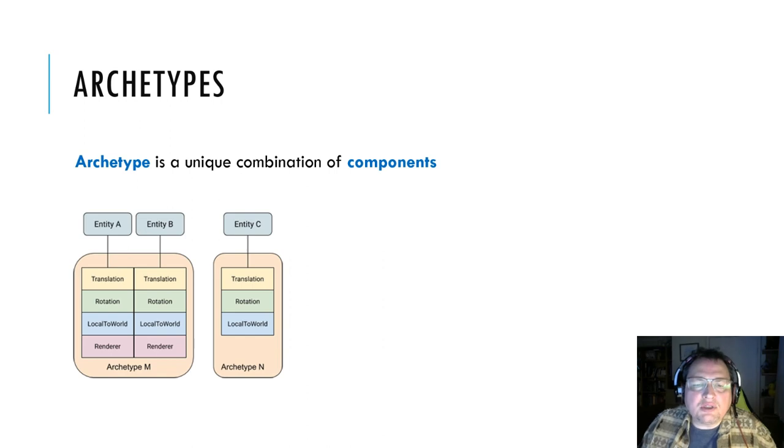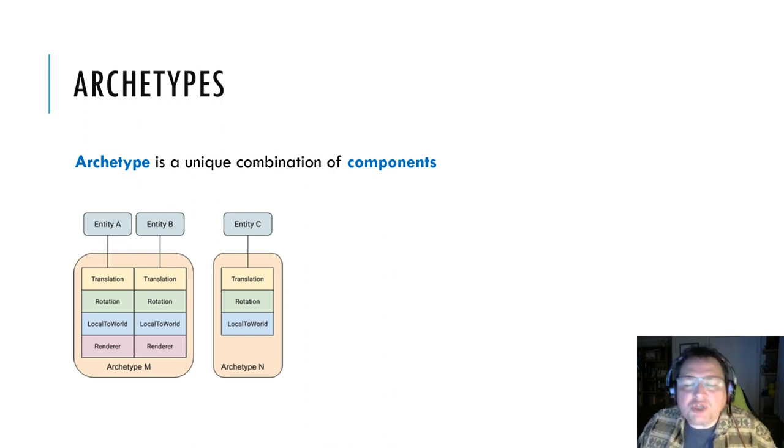So you can notice that in our diagram we have two different archetypes. One archetype contains four components: translation, rotation, local to world, and renderer. And the second archetype is similar, but it does not contain renderer. For the system which we saw in the previous slide, both of these archetypes are good because this system only consumed translation and rotation, and produced local to world.